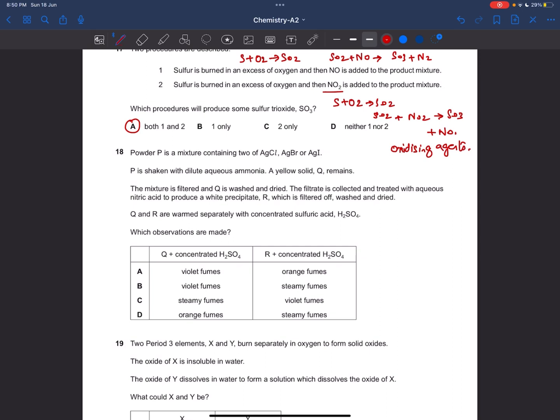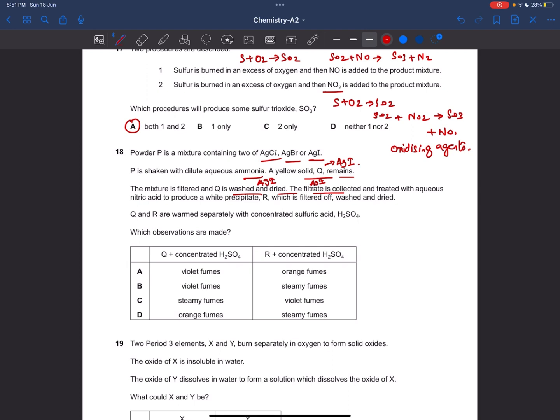So if we have a look at question number 18, powder P is a mixture containing two of AgCl, AgBr or AgI, silver chloride, silver bromide or silver iodide. P is shaken with dilute aqueous ammonia. A yellow solid Q remains. So basically P should be AgCl because a white solid remains, which means AgI remains, and then the mixture is filtered and Q is washed and dried and the filtrate is collected. So the filtrate collected would also be silver iodide.